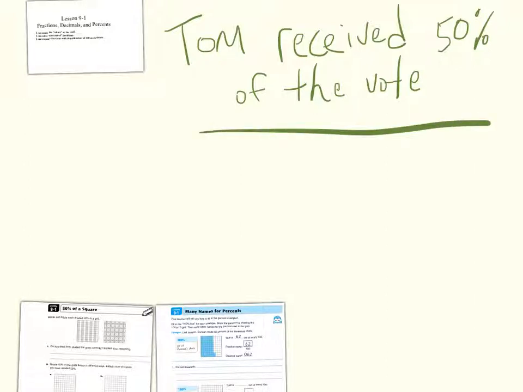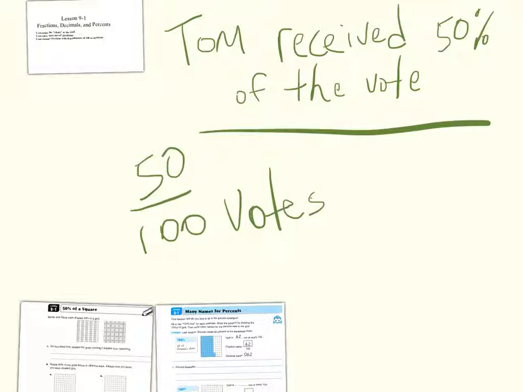You could say, for every 100 votes, Tom got 50 of them. Or you could say, if 100 people voted, Tom got 50 of the votes. Another way you could say it is Tom got 50 out of every 100 votes cast. Or you could say Tom got 50 of the 100 votes. Those are different ways you could say it.